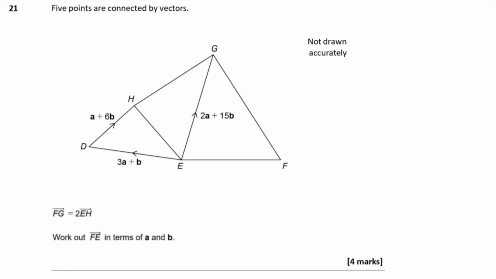Question 21, 5 points are connected by vectors. We're told that F to G is 2 lots of E to H. And then we need to work out F to E in terms of A plus B. Right, well, where is F to E? So this is the one we want to find, except going that way, aren't we? Now, but before we find it, we need to know what this one is, because we don't know what it is right now, and that's the only route that we can get there.